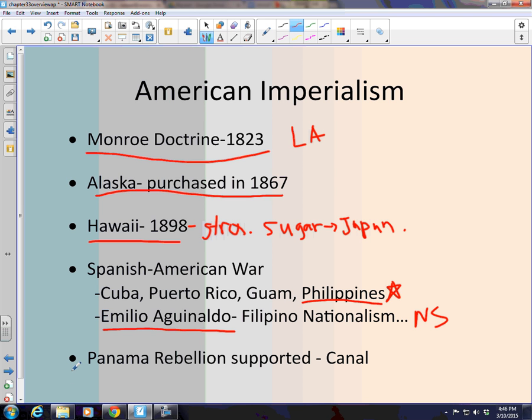The United States also supported the strategic importance of the Panama Canal. They supported a rebellion of the Panamanians against their government, and that led to the United States controlling the canal zone, and that lasted for a very long time into the 20th century.